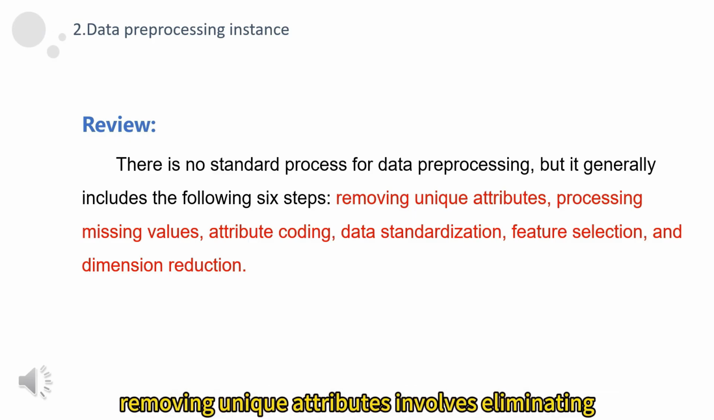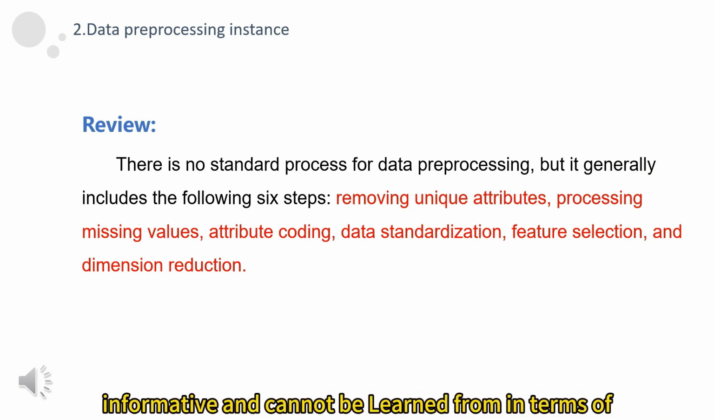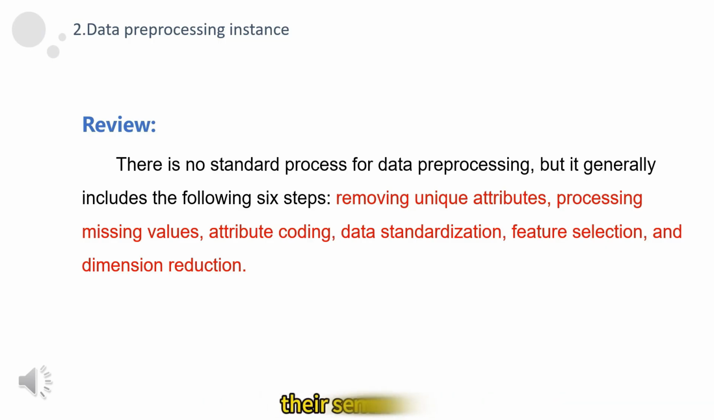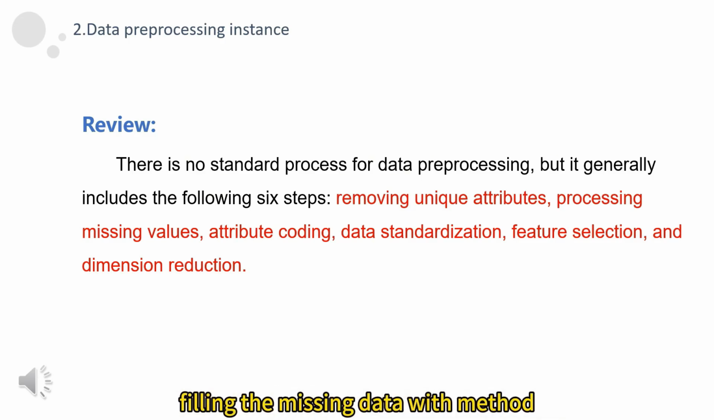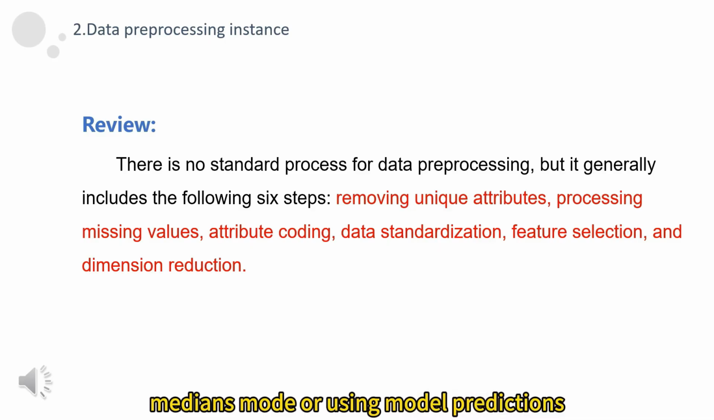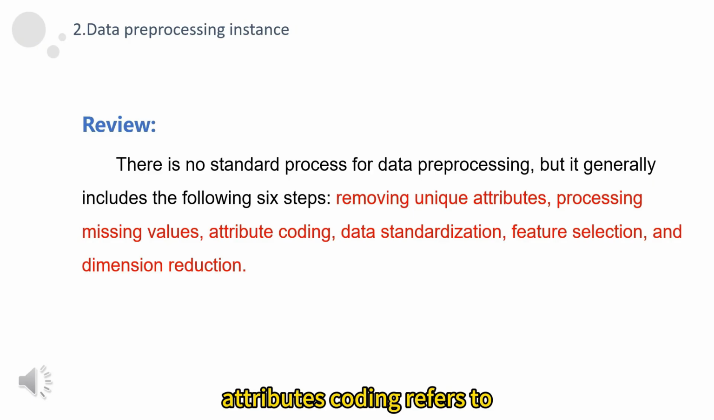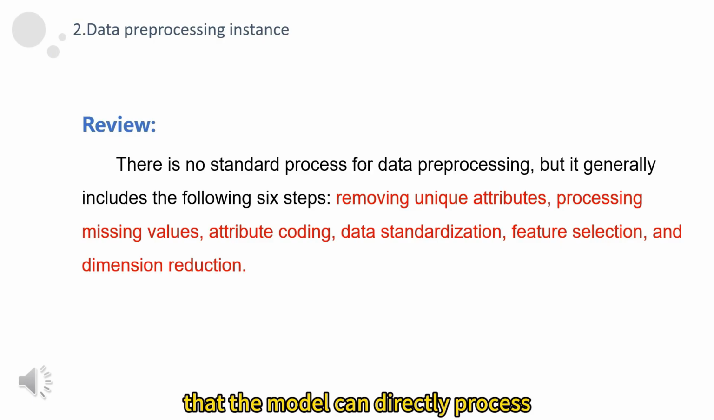Unique attributes are variables in the data sets that are unique to each sample, such as ID or name. These attributes are typically not informative and cannot be learned from in terms of their semantics. Handling missing values involves filling in the missing data with methods like taking the mean, median, or mode, or using model predictions. Attribute encoding refers to transforming attributes into a data type that the model can directly process.